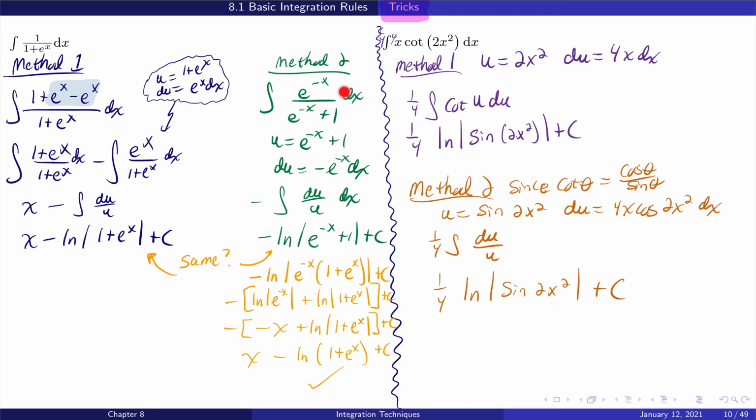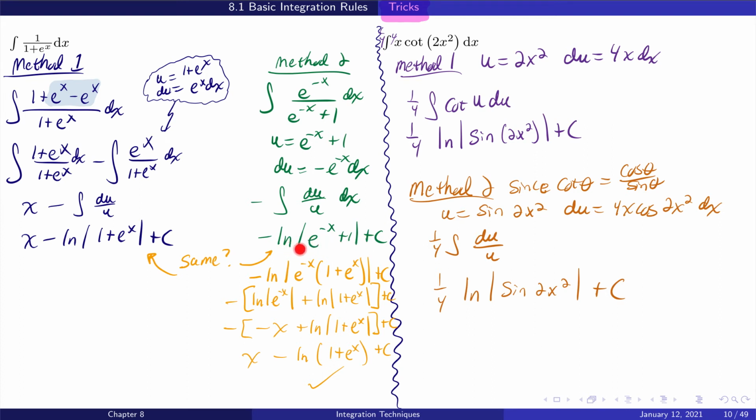Doing it a second way, if I multiply the top and bottom by e to the negative x, okay, e to the negative x times 1 is e to the negative x. E to the negative x times e to the x is e to the 0, which is 1. And then upstairs, 1 times e to the negative x is e to the negative x. And now I have a u substitution where here's u, here's du. It takes care of both the top and the bottom with an extra negative, and I get this answer. So the question is this left one in blue the same as this right one in green?